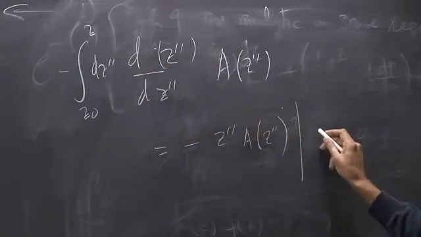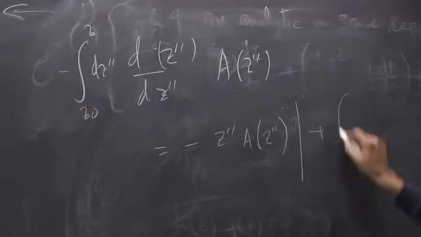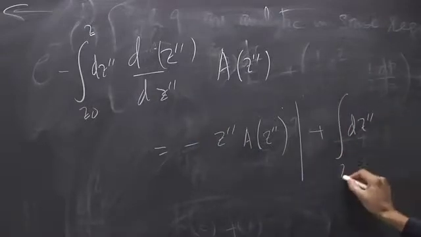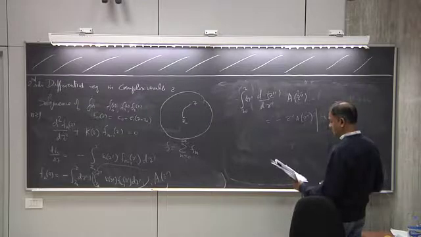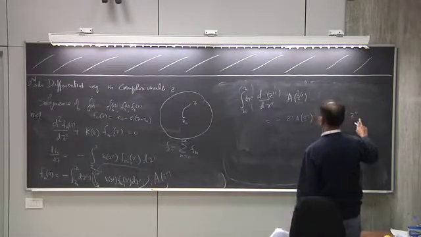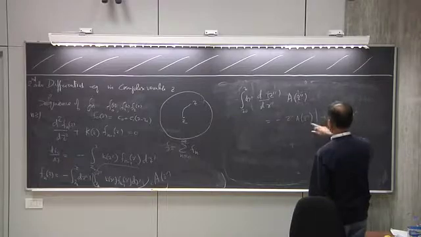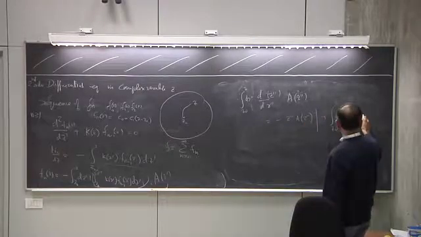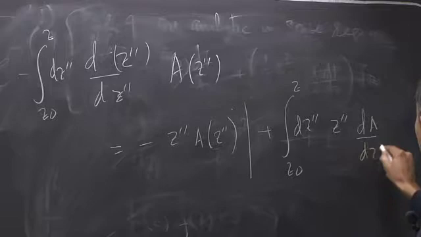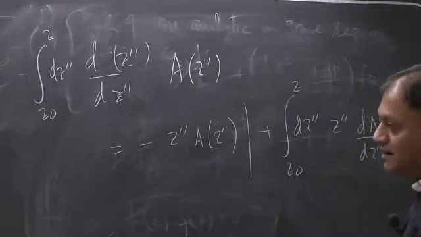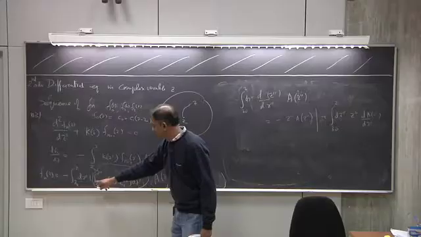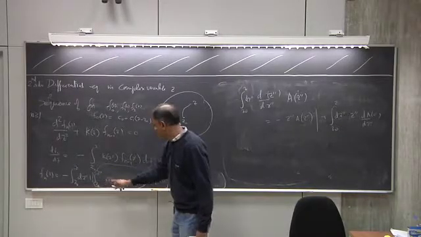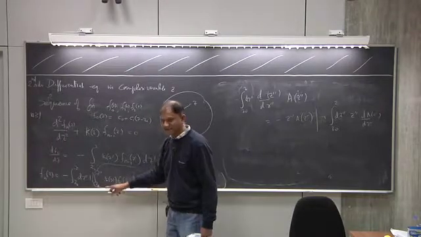Okay, so you'll get here, so minus minus plus, so this gives you the integral dz double prime from z0 to z times z double prime, and then you get the derivative of this, so dA divided by dz double prime. But that derivative, you see, A z double prime itself is an integral up to z double prime. So that derivative hits only the end point. So it will just give you this whole thing evaluated at z double prime.